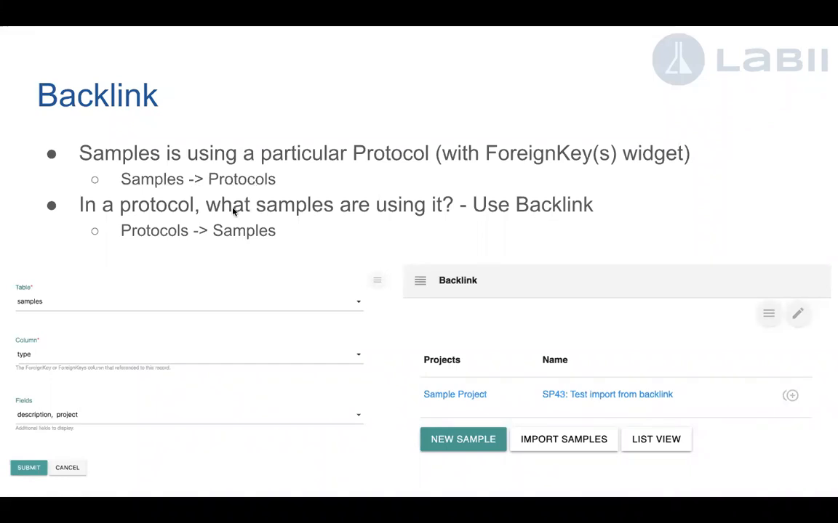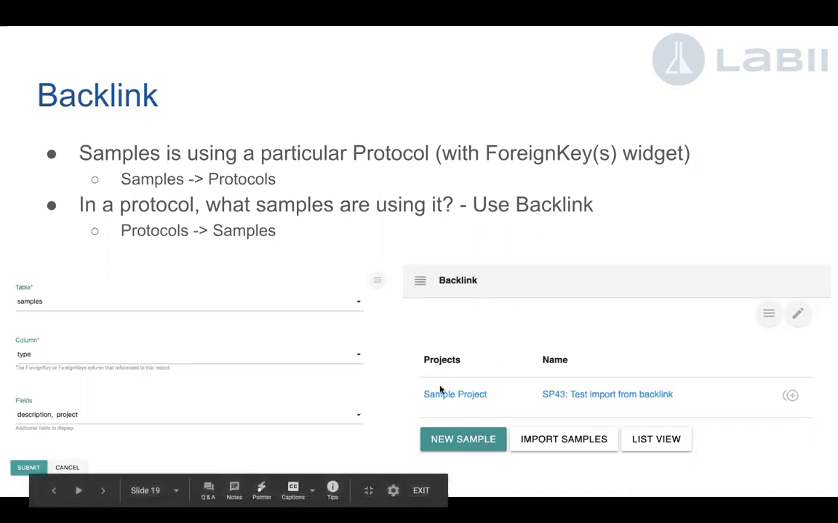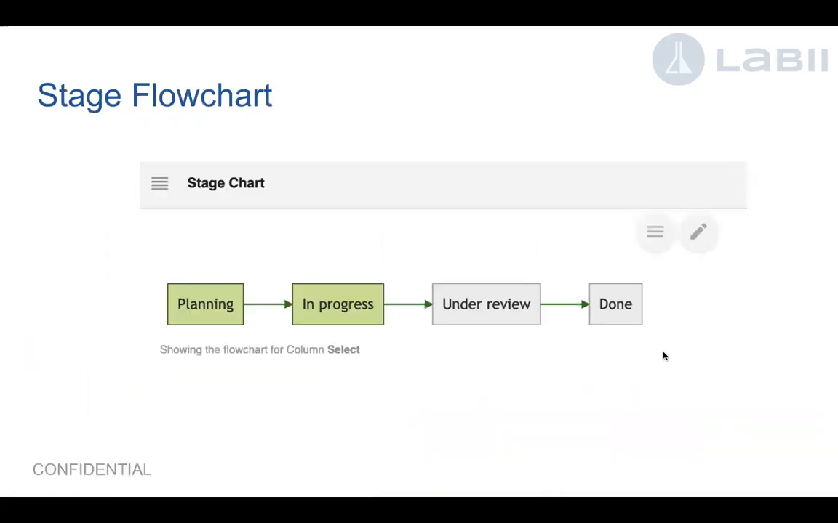But in a protocol, what samples are using it? If you want to see a list, you can use the backlink. At the protocol, it will point back to the samples, so backlink can display all the samples associated with it. So that's the backlink.